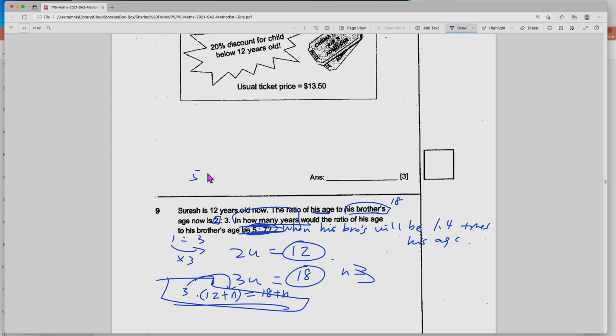So if they give you 5 to 9, you just need to find out what's the multiple here, which is 1.8. How? 9 divided by 5. Okay, let me double check. 9 divided by 5. Sometimes my mental calculation might not be so good. Okay? So that's how you do ratio. So that's it.